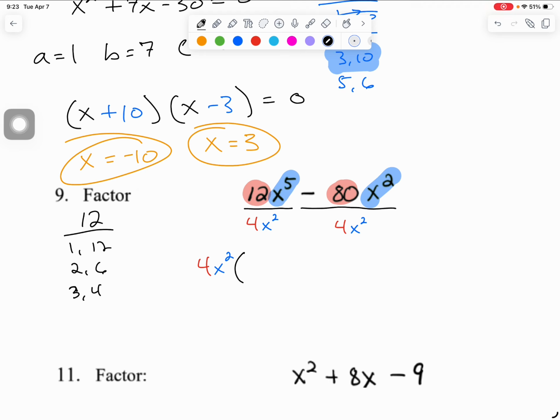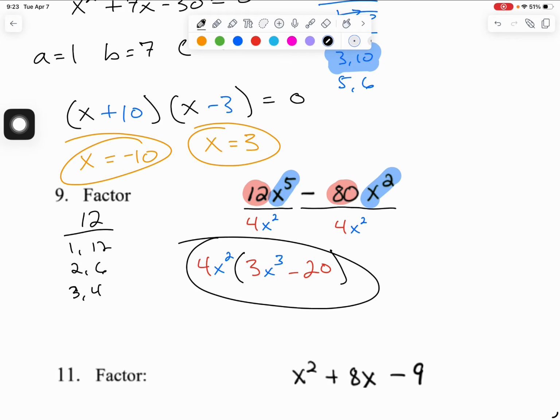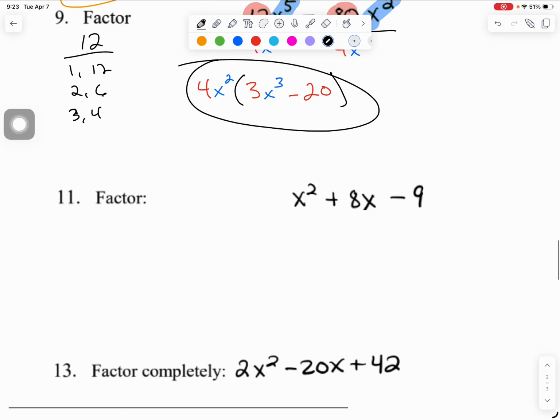All right, 12 divided by 4 is simply 3. X to the 5th minus x squared gives us x to the 3rd, or x cubed. Then we have negative 80 divided by 4. Well, that's negative 20. And x squared minus x squared, well, that cancels out. That leaves us nothing. Go ahead and circle your answer. Go on to the next one.